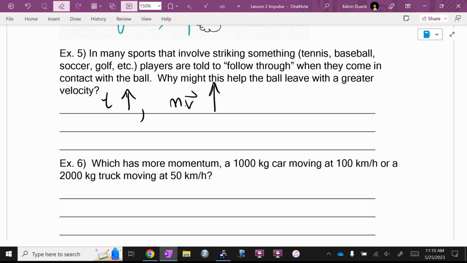Does the mass of the ball change when you hit it? So if mass times velocity is getting bigger, which one of those two is the one that's going to get bigger?